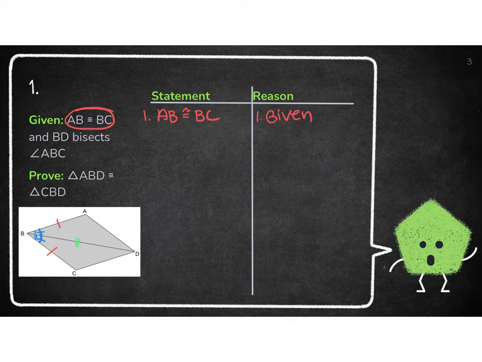All right, now the next thing. I know you may want to look at those two angles, 1 and 2, and right away say that they are congruent, but we cannot because we weren't given that those two angles were congruent. What we were given was that BD bisects angle ABC. So we have to write that out first.